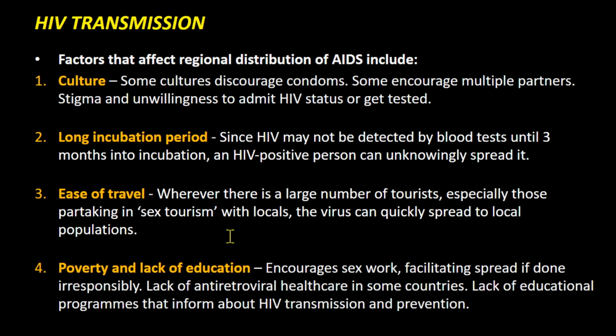Ease of travel. Whenever there's a large number of tourists, especially those partaking in sex tourism with locals, the virus can quickly spread to local populations. We have poverty and lack of education. Poverty would encourage sex work, and this facilitates spread if done irresponsibly. And there's lack of antiretroviral health care in some countries. For example, if there's a woman with AIDS who is pregnant, their baby doesn't necessarily have to have AIDS. There's therapy that could help with that. And lack of educational programs that inform about HIV transmission and prevention.